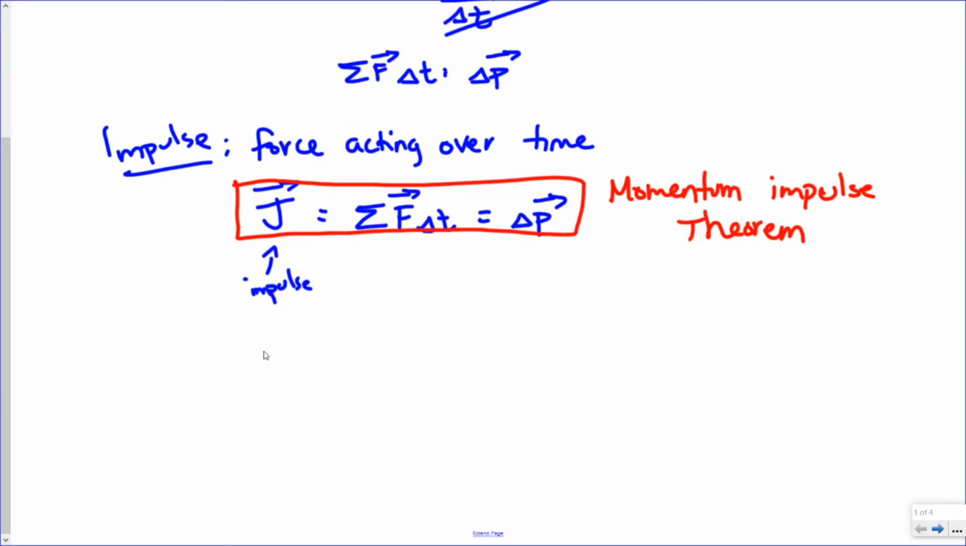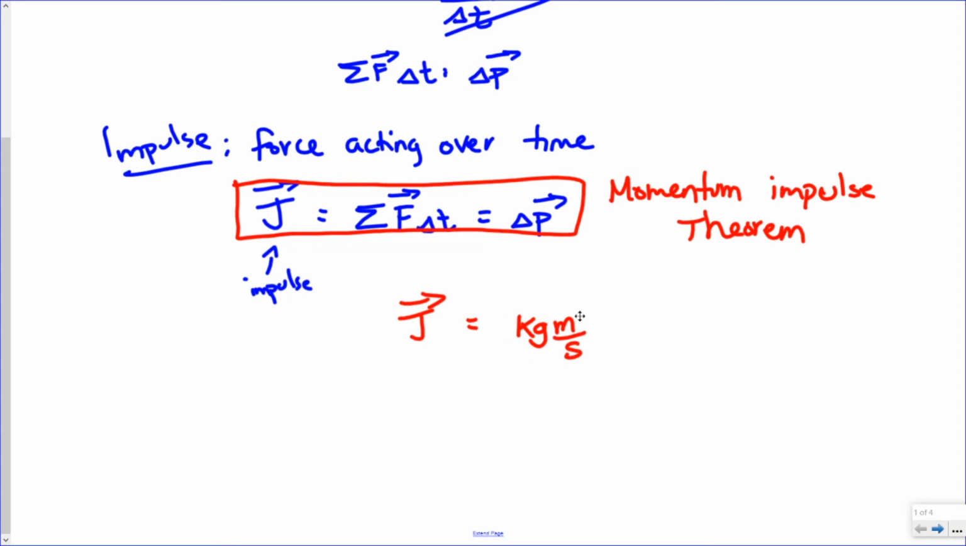Let's take a look at the units of impulse. The units of impulse should be the same as the change in momentum. Change in momentum is final momentum minus initial momentum. All momentum has a unit of kilogram meters per second. So guess what the unit for impulse will be as well? The unit of impulse can be kilogram meters per second.